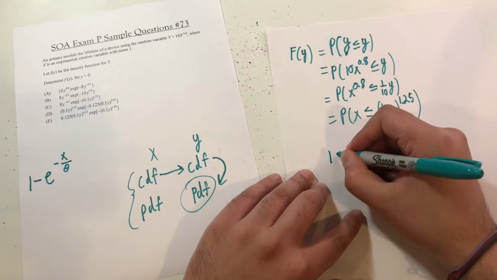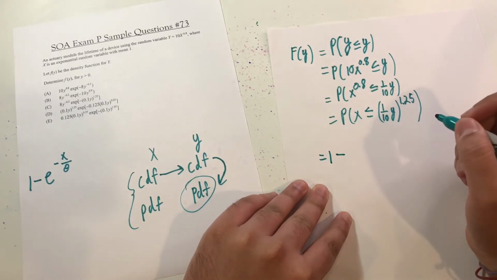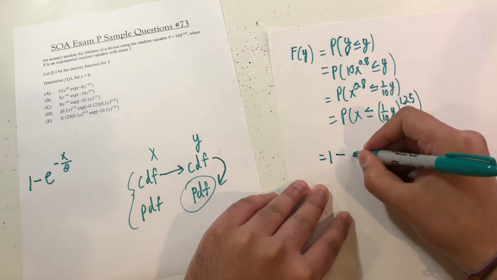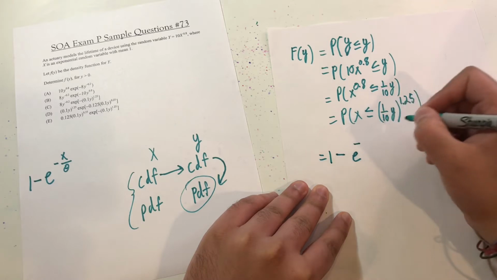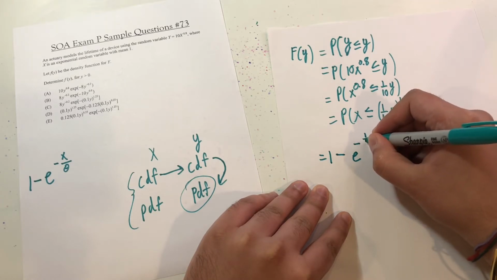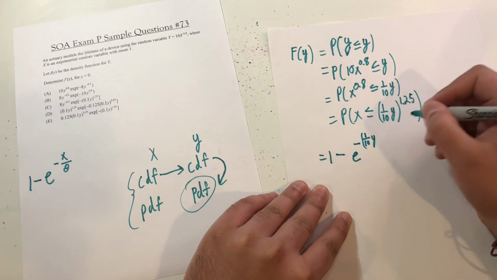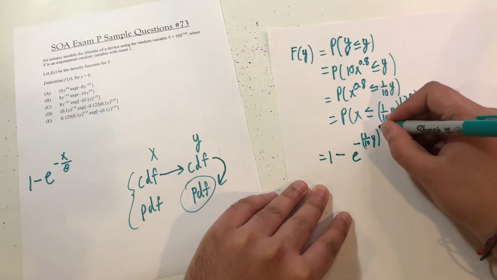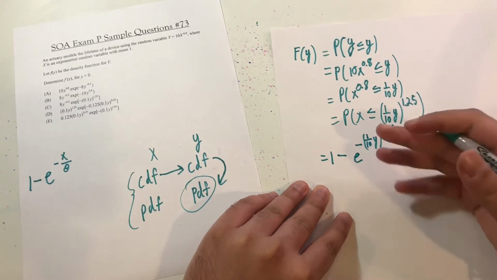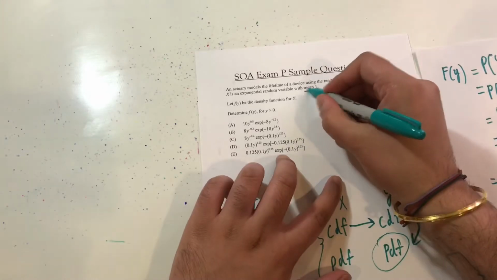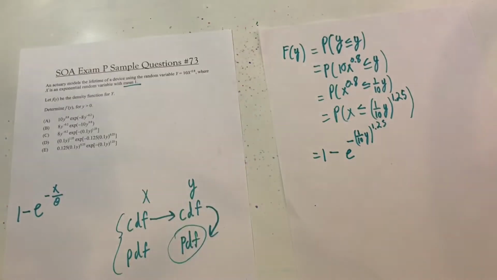So 1 minus, so this is equal to, right? 1 minus e raised to the negative 1 over 10 y to the 1.25. And that's all over 1. I'm not going to write it there, but we're told that the mean is 1. All right, so I got a CDF for y.